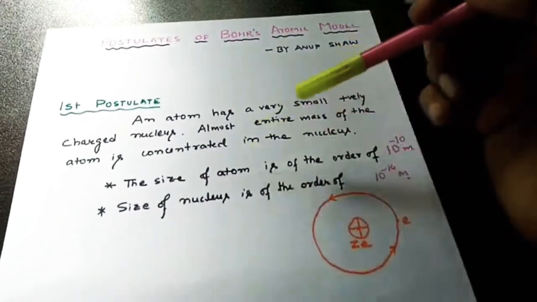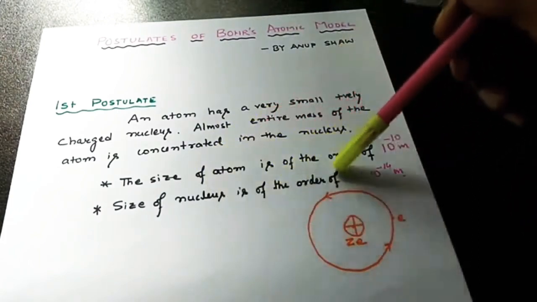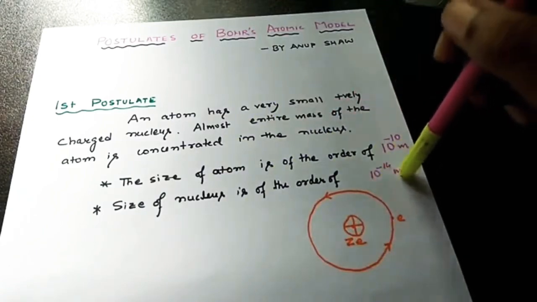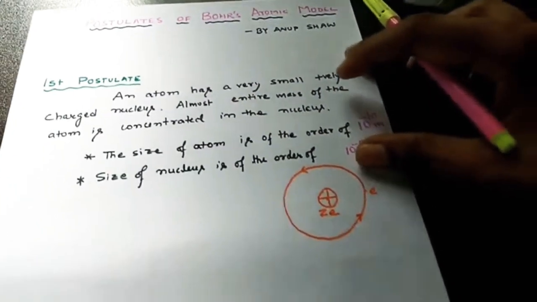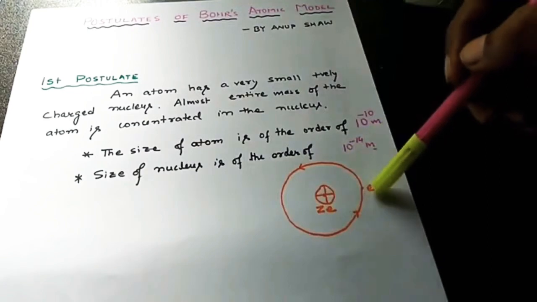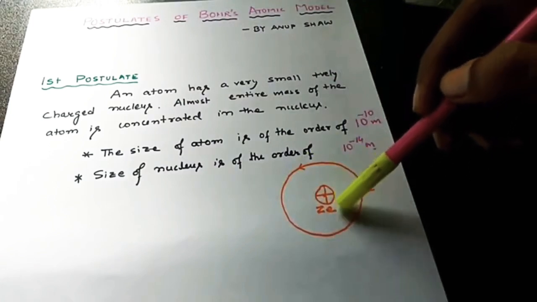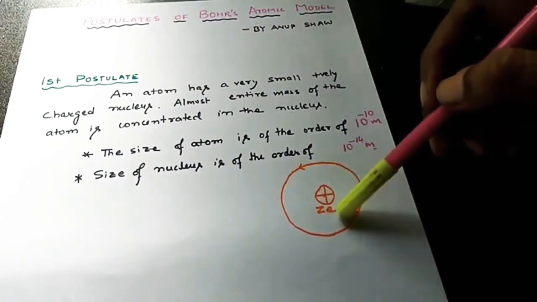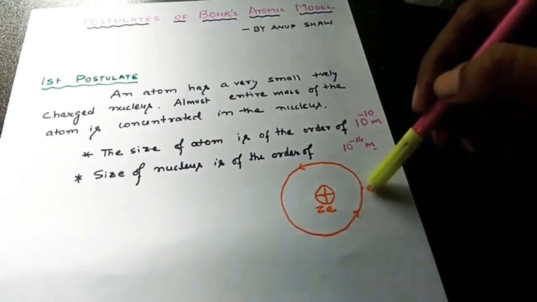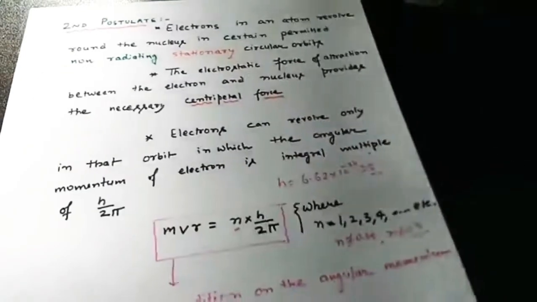Whatever things to remember is that the size of the atom is of the order of 10 to the power minus 10 meter, and the size of the nucleus is of the order of 10 to the power minus 14 meter. Okay, 10 to the power minus 15 meter is also written in some books. And here there is a picture of an atom showing an electron moving in the orbit around the nucleus, in which there is a positive charge Ze. Z is the atomic number and e is the electronic charge. It's a positive charge nucleus, and this is the electron which is negatively charged. Now the next is the second postulate.